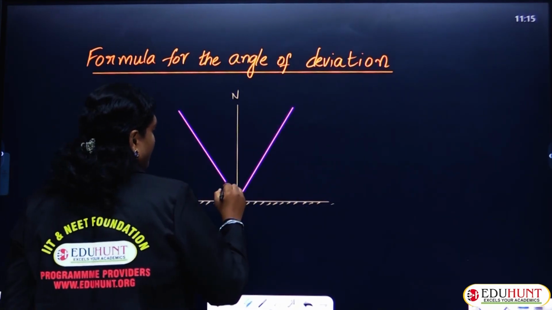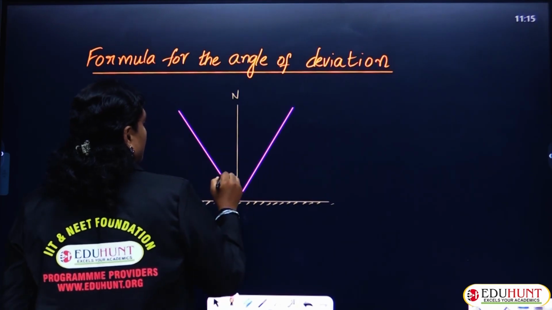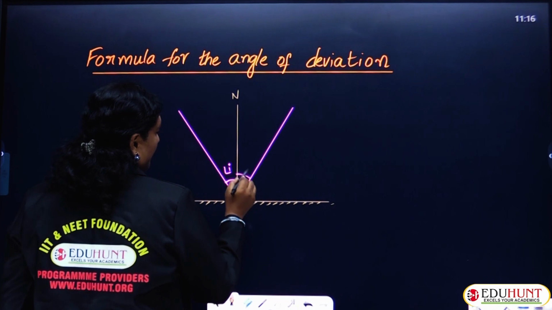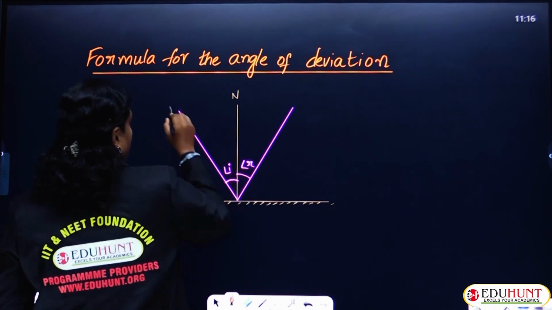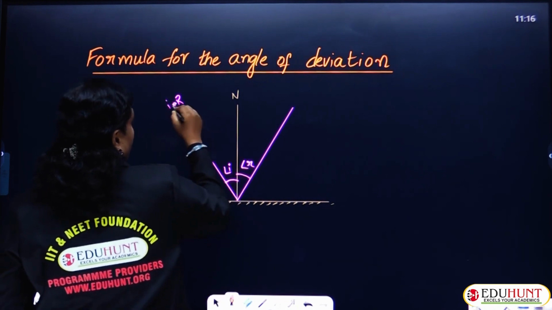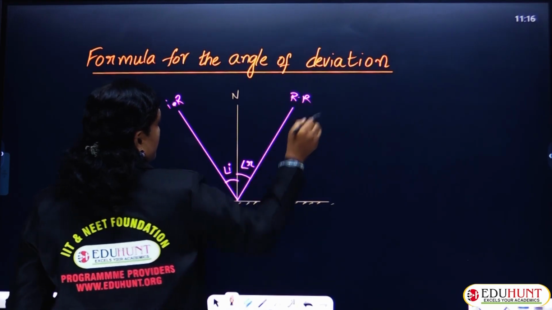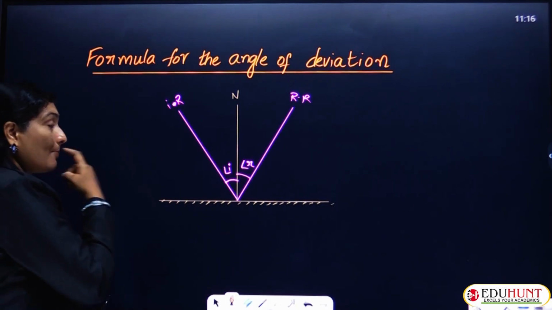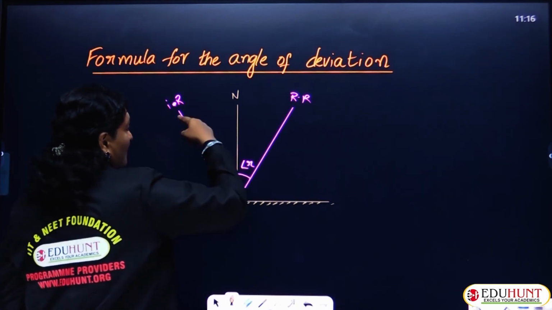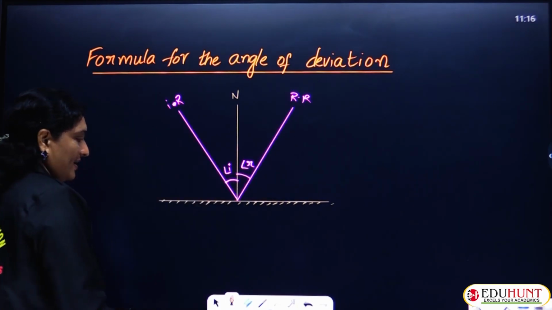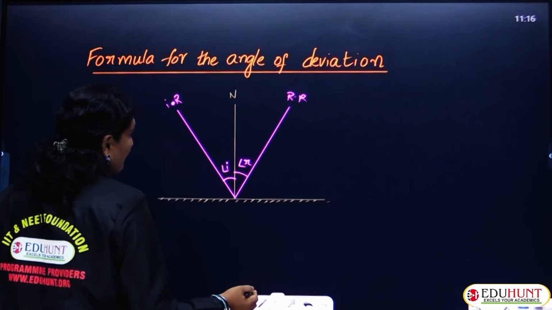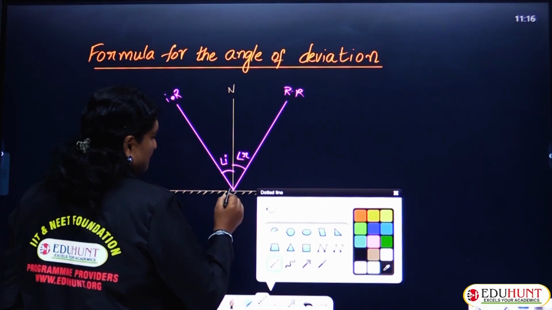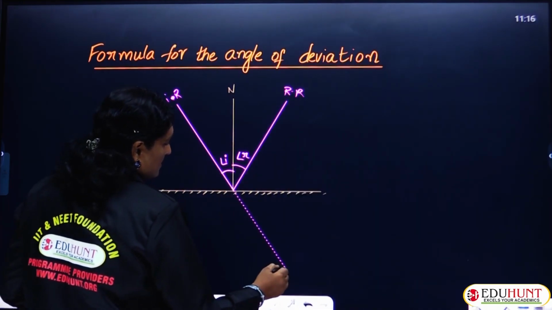The angle made by the incident ray with the normal is called the angle of incidence, whereas the angle made by the reflected ray with the normal drawn to the surface is called the angle of reflection. Suppose the incident ray is not reflected back, then what would have happened? It would have travelled in this particular direction, isn't it?